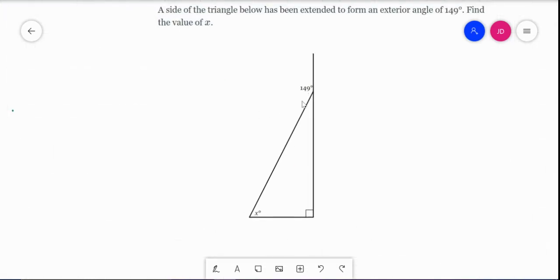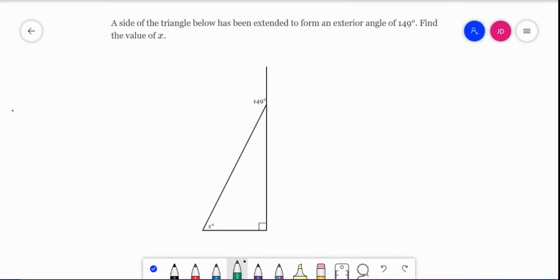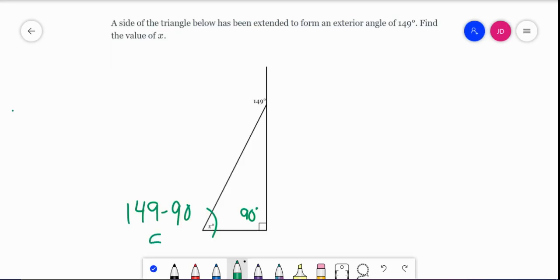Yep, right here. We know these two angles, the two non-adjacent angles, right? We know this is 90, first of all. The box is 90 degrees. We know that these two added together are going to equal 149. So to figure out what this is, I'm going to do 149 minus 90. I'm going to put that in my calculator. And it is 59 degrees. 59 degrees is that angle.